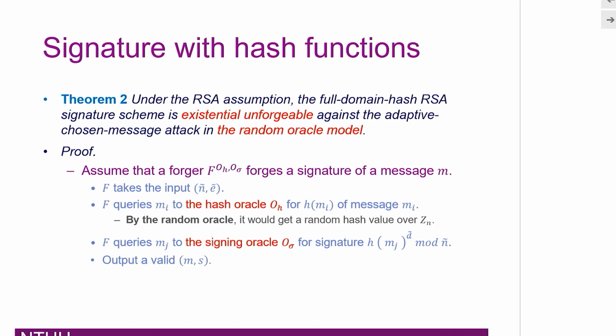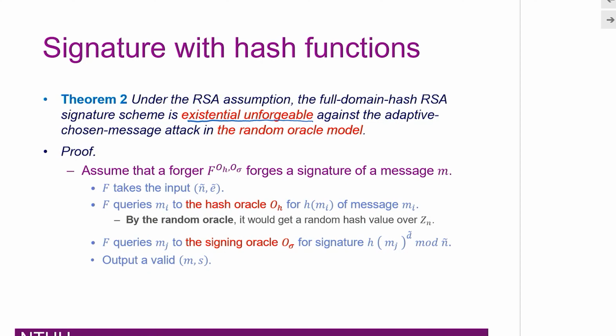So it starts by saying that under the RSA assumption, under that the RSA problem is a hard assumption, the full domain hash RSA, now we understand what that full domain hash function means, signature scheme is existential unforgeable. So existential unforgeable means that it is not even possible for somebody to forge any message. It is not possible at all.